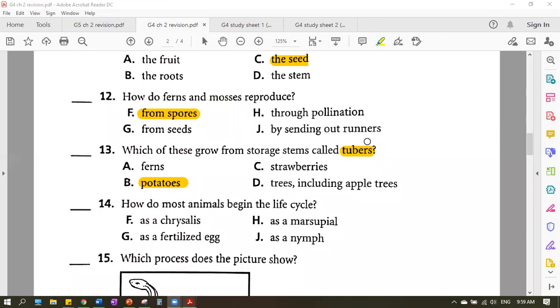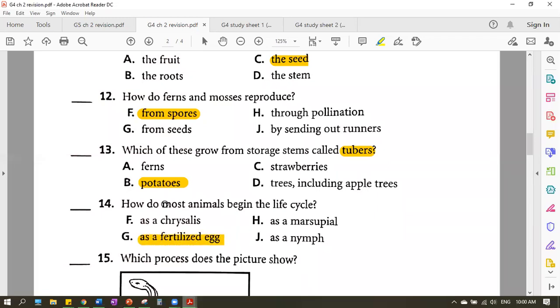How do most animals begin the life cycle? As a chrysalis, as a fertilized egg, as a marsupial, or as a nymph. J or G? Oh, you mean J, right? The last one, as a nymph? No, the other one. Sorry. Yes, it's as a fertilized egg.